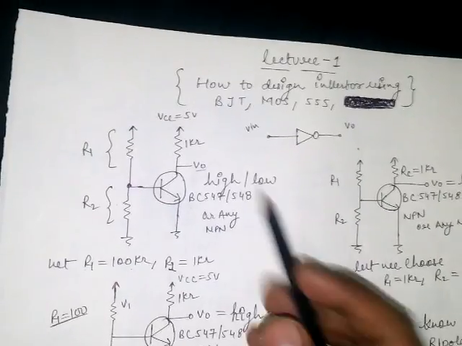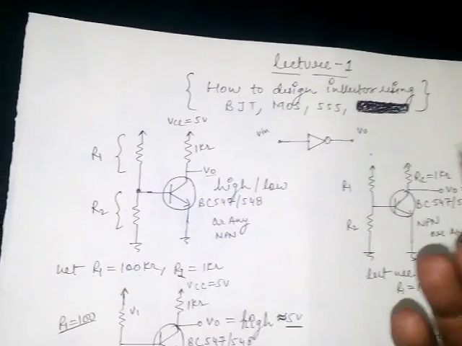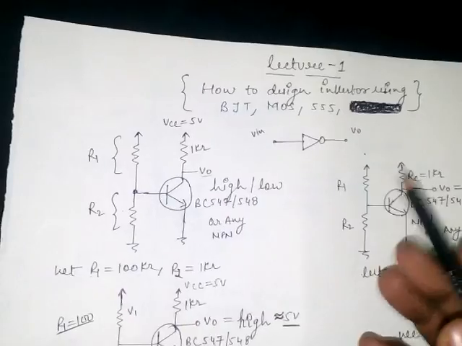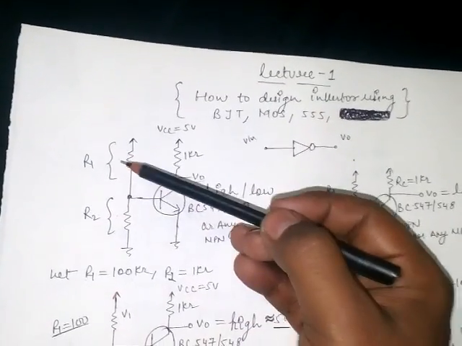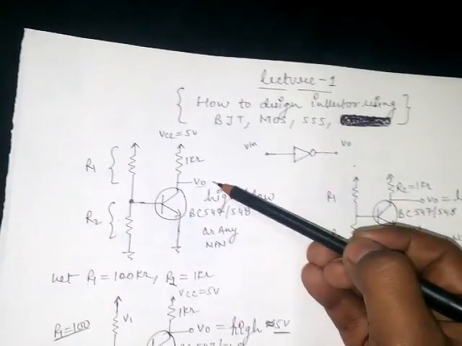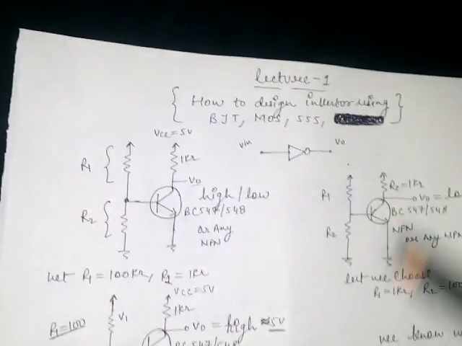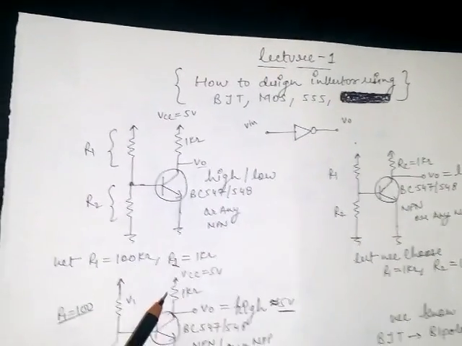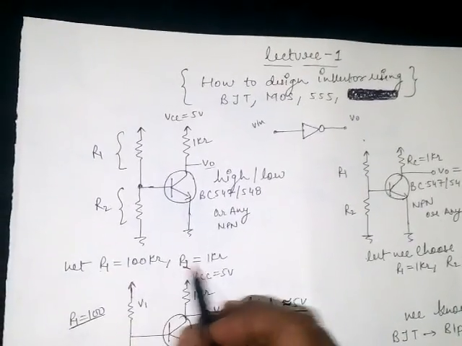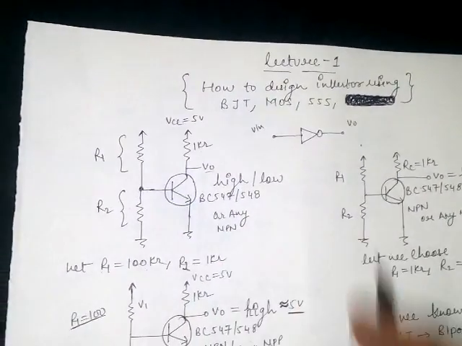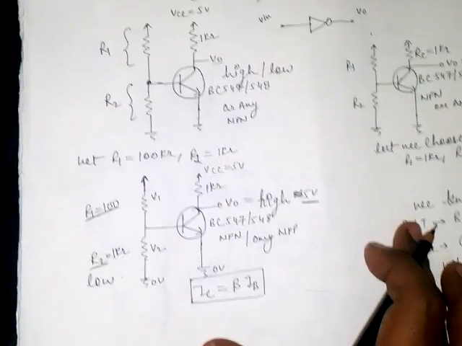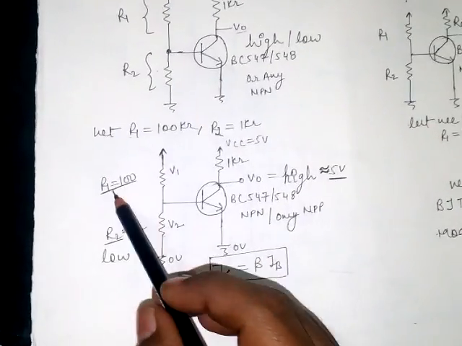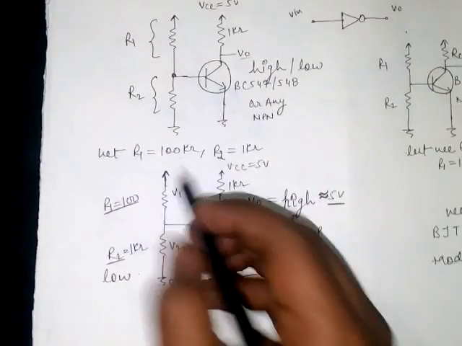So if we want to get the output high or low, we have to choose the value of R1 and R2 in such a way that we can get the proper output according to our requirement. Let's see what should be the value of R1 and R2 so that we can get the output high or low.